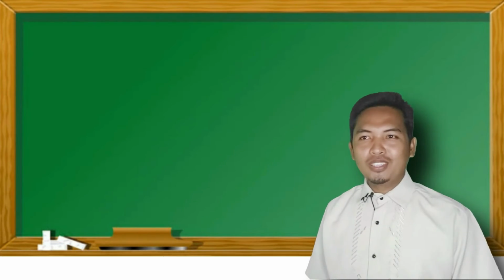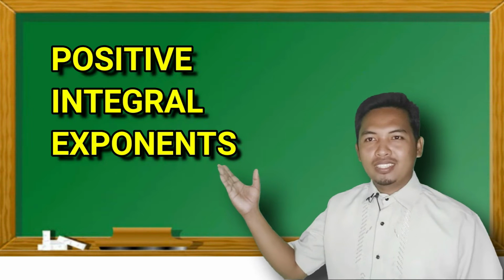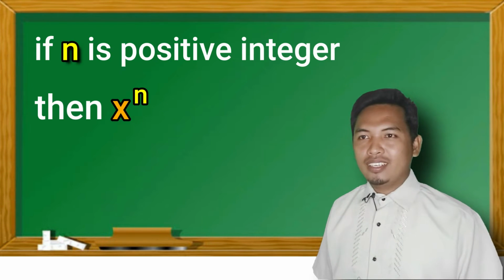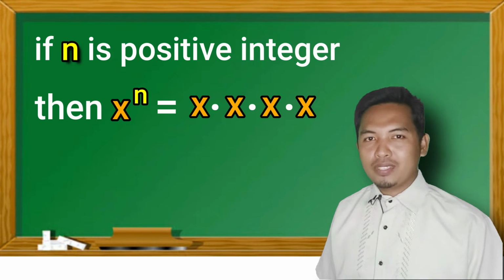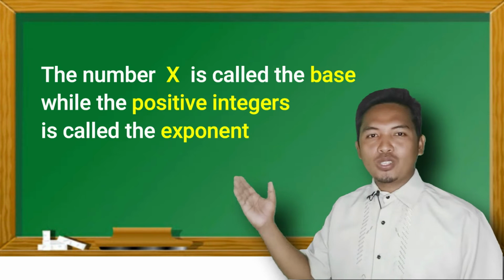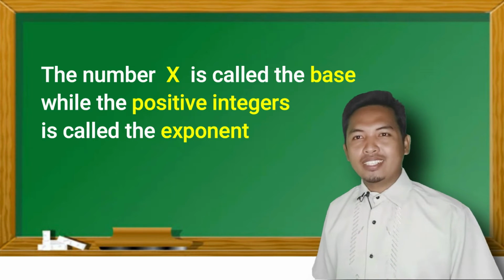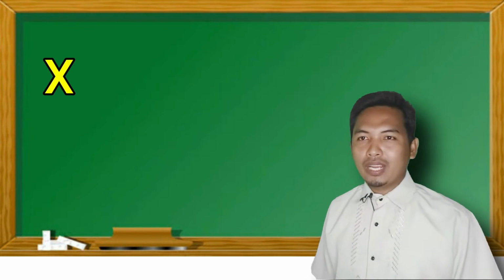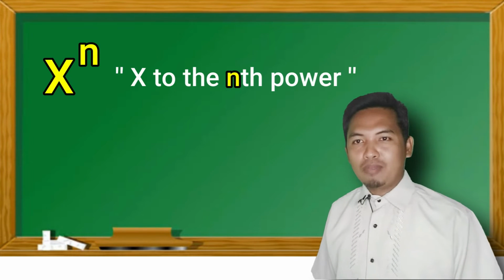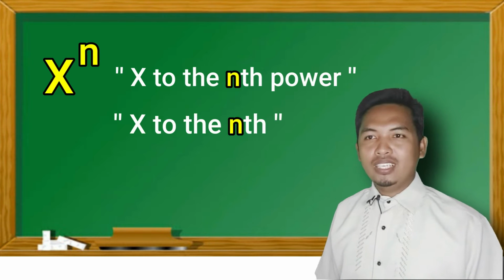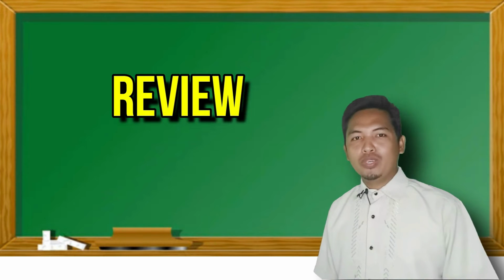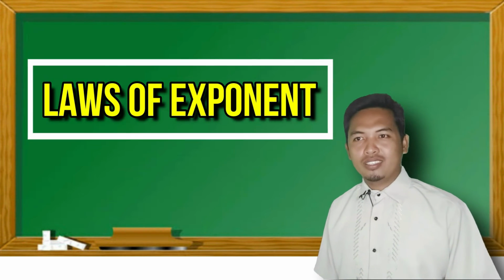So our lesson for today is all about the positive integral exponent. If n is a positive integer, then x raised to n is equal to x times x times x, n times, with n as factor. The number x is called the base, while the positive integer n is called the exponent. The expression is read as x to the nth power, or simply x to the nth. Before going to this lesson, let's have a review on what we have learned about laws of exponents.